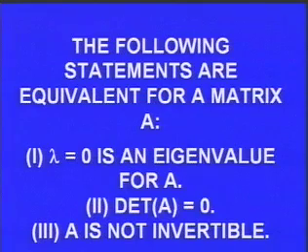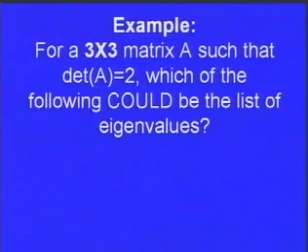All right, here's what that does for us. Say you have an example that says for a 3 by 3 matrix A such that the determinant of A is 2, not 0, which of the following could be the list of eigenvalues? The significance of having a 3 by 3 means the most values that can be listed would be 3. The determinant of A equals 2 means A is invertible. So that told me from the previous theorem 0 could not be in the list.